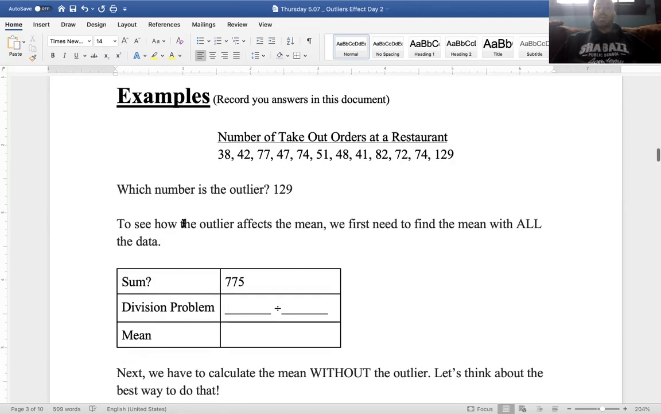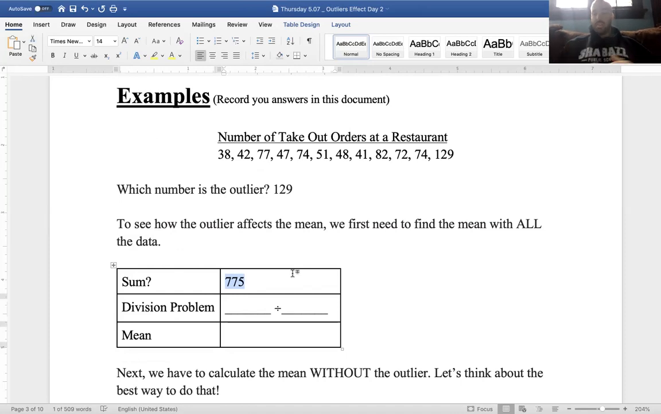Okay, find the mean with all of the information, including the outlier. Now, you'll notice that I've done one step for you. I added all these numbers up for you, so don't waste your time doing that. Double check. There are going to be different questions today where I've done some of the work for you. So I already told you that when you add them all up, you get 775.